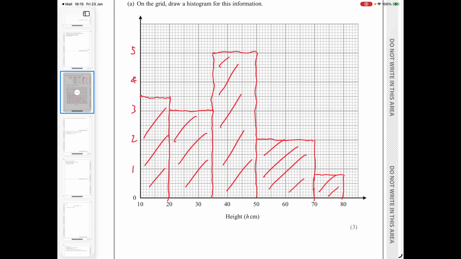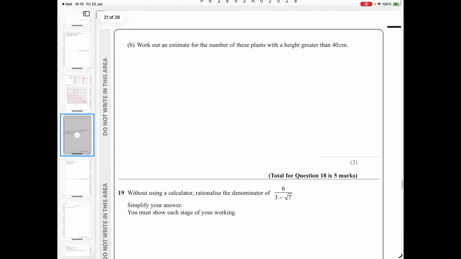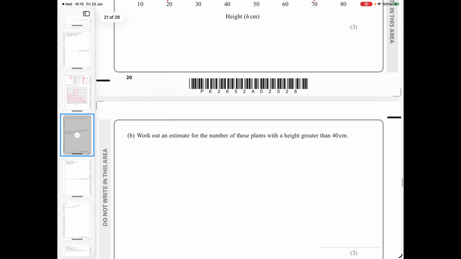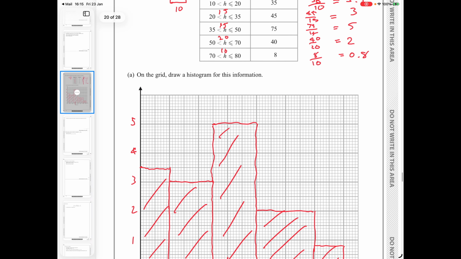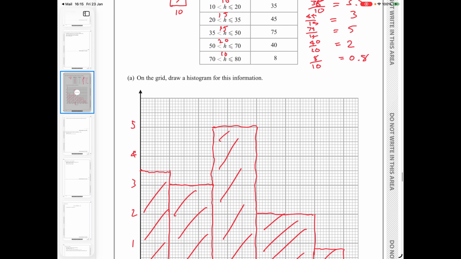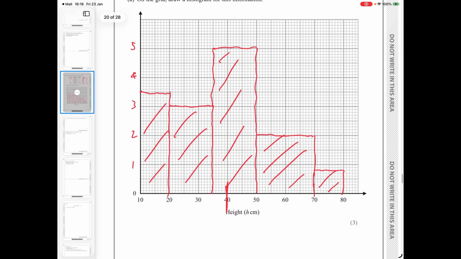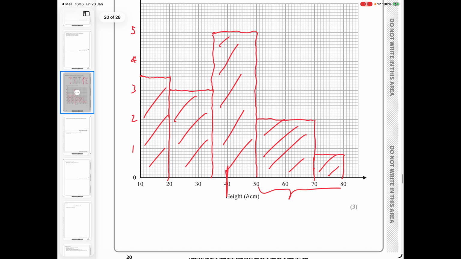There you go. Right. Work out an estimate for the number of plants with a height greater than 40 centimetres. So this is where 40 is. We know in the 50 to 70 region we have 40. We know in the 70 to 80 region we have 8. So that means this bit onwards is 48.